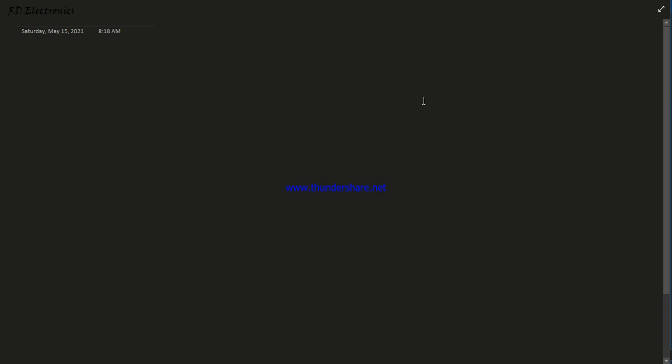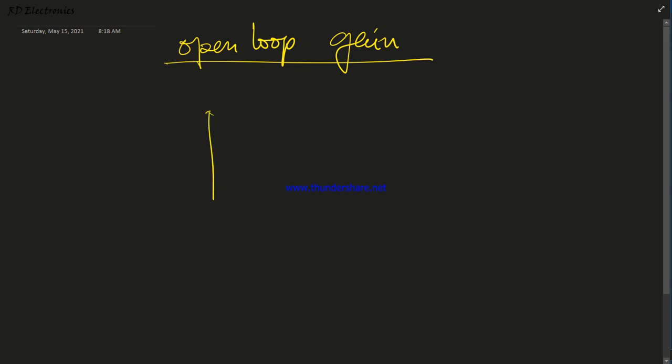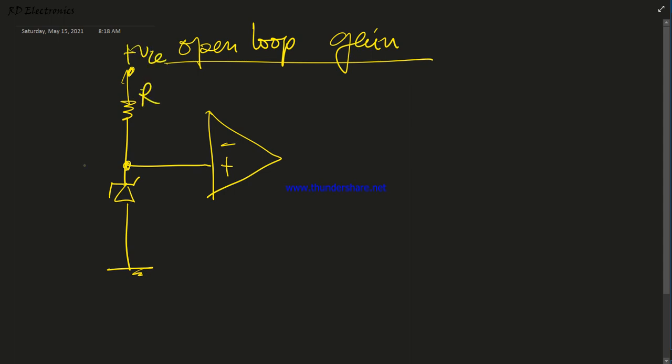Now we talk about the application of the operational amplifier in open loop gain. First of all, in open loop, there is no feedback resistance connected from the inverting to the output terminal. Here we connect one Zener diode for the reference voltage. This is plus VCC, one resistance is connected, and here the Zener voltage is known as Vz, and in this input we apply V input.